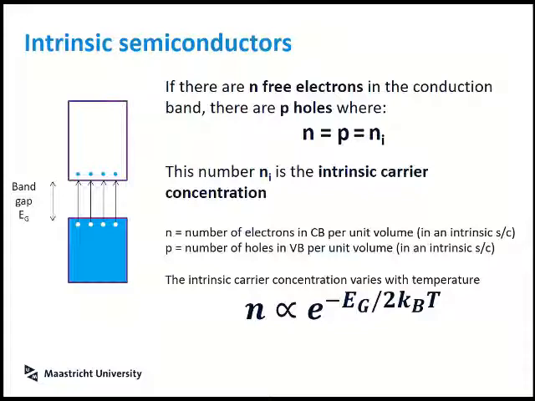And we can also say that's equal to Ni, which is known as the intrinsic carrier concentration. Now, you know that this is temperature dependent, so I've given the equation here where the number of electrons in the conduction band is directly proportional to the exponential of minus the band gap energy, Eg, divided by 2 kBT, where kB is Boltzmann's constant and T is the temperature in Kelvin.